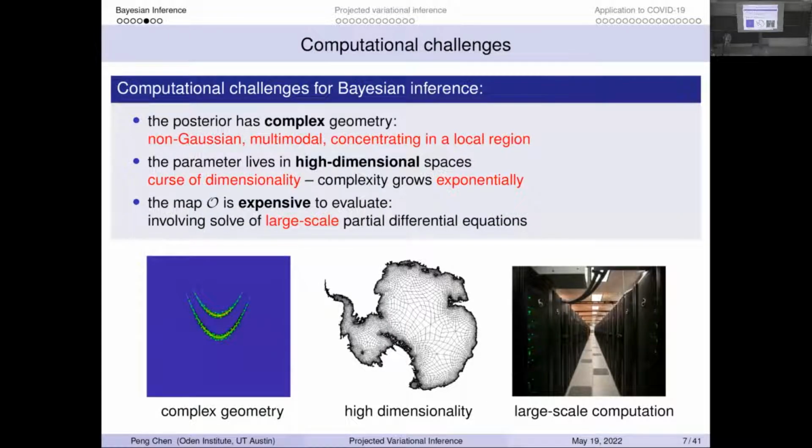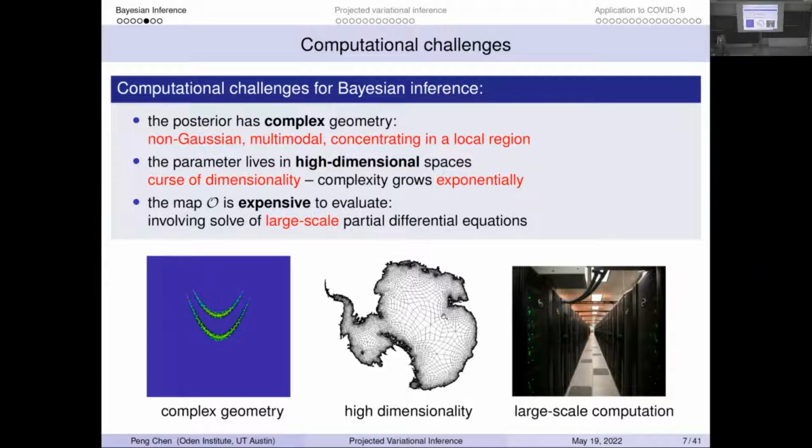In addition to that, there are common computational challenges for Bayesian inference. The first is that the posterior may have a complex geometry. This is a two-dimensional problem where you have a posterior density that is non-Gaussian, multimodal, and concentrating in a local region. For this type of posterior, it's typically quite hard to sample. The second is that the parameter lives in a high-dimensional space. For instance, in the Antarctica ice sheet flow, after discretization of the random field, you have a very high-dimensional parameter field to infer. Many of the methods suffer from the curse of dimensionality. Essentially, computational complexity grows exponentially with respect to the dimension of the problem.